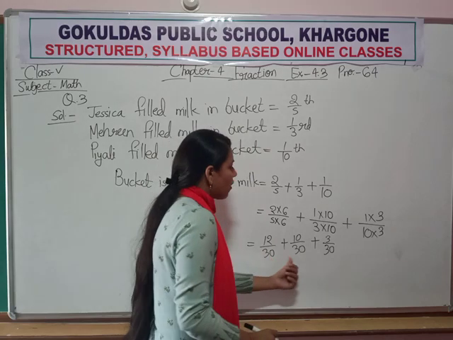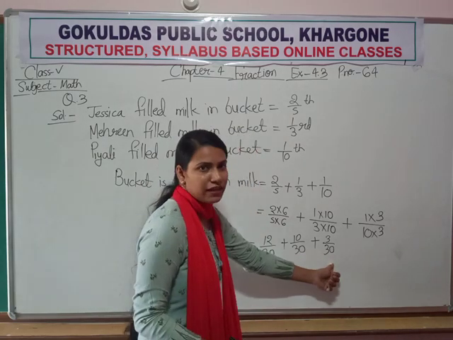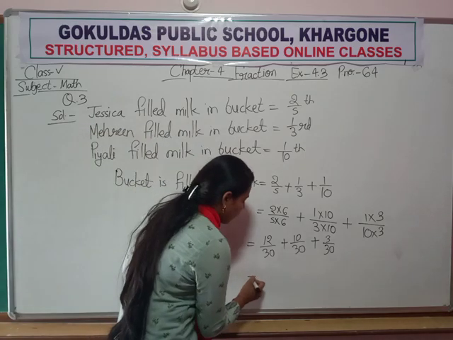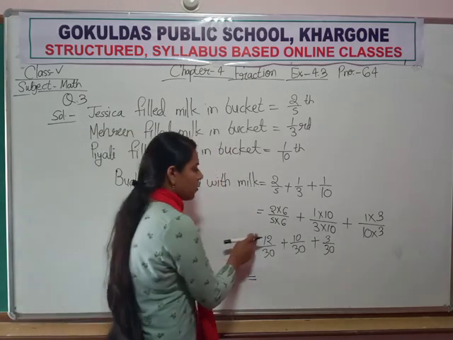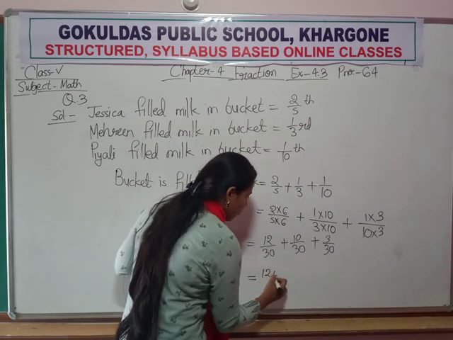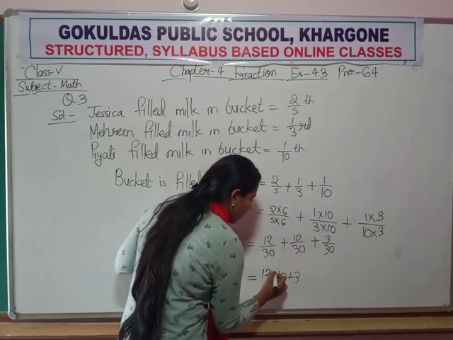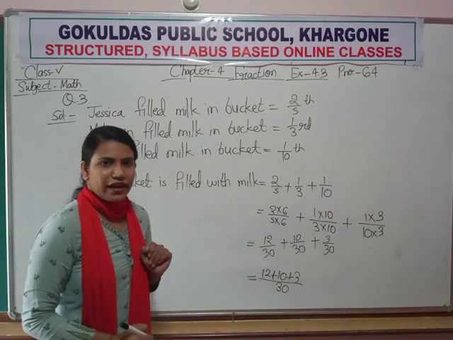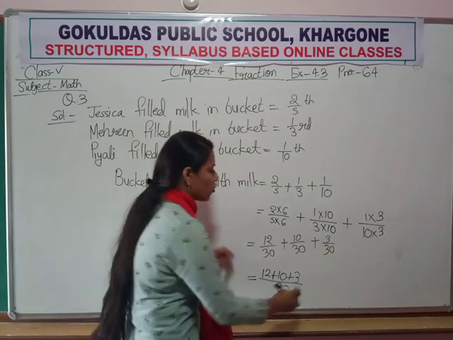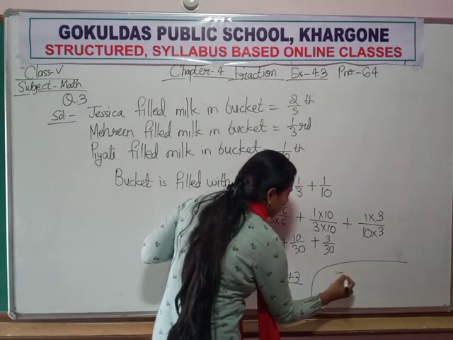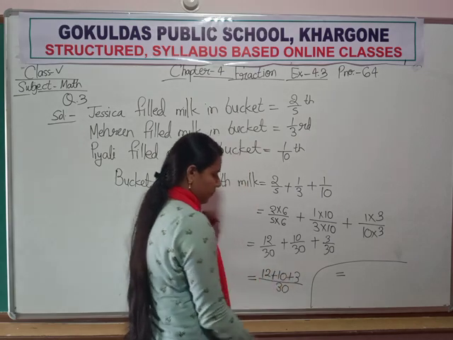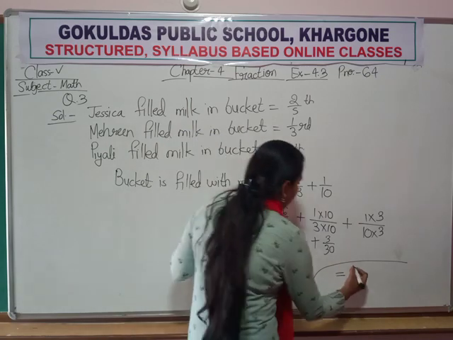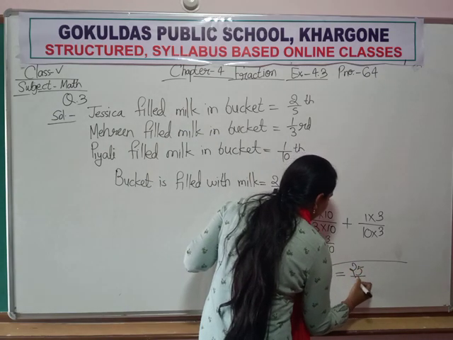Now all three fractions have the same denominator, which means all three are like fractions. So how do we add like fractions? We add all the numerators. 12 plus 10 plus 3, directly we add all the numerators over the same denominator. As no space is left here, I am writing the next step. 10 plus 12 is 22, and plus 3, 22 plus 3 is 25 upon 30.